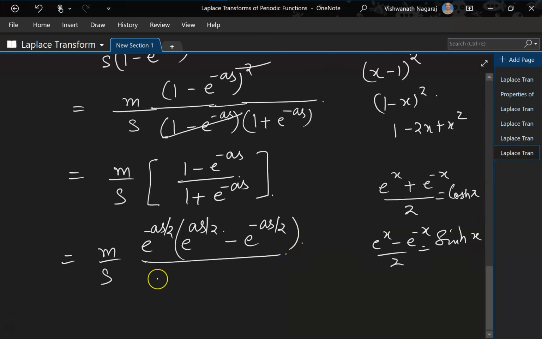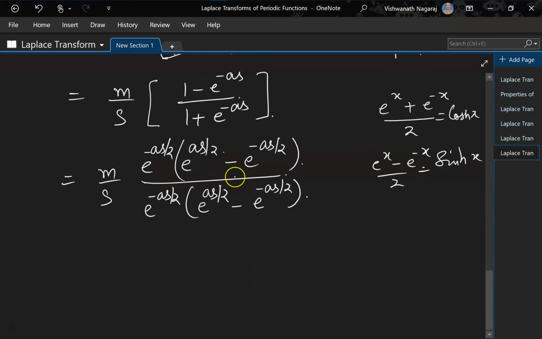Okay. Similarly, in the denominator, let's take out minus e to the power of minus as by 2 times e to the power of, to balance it, as by 2 minus e to the power of minus as by 2. This particular step, look over it carefully till you understand it. Now here these two get cancelled. M by S.